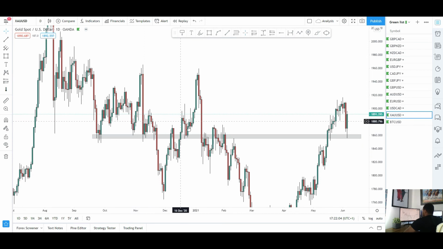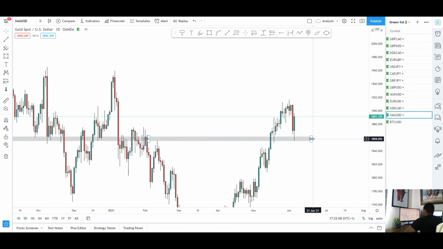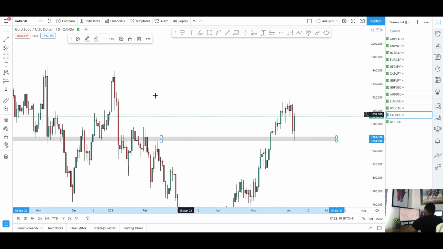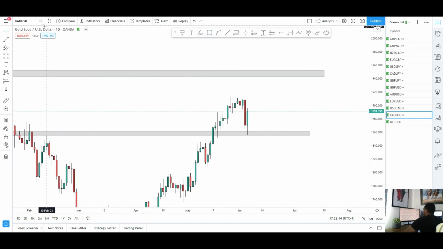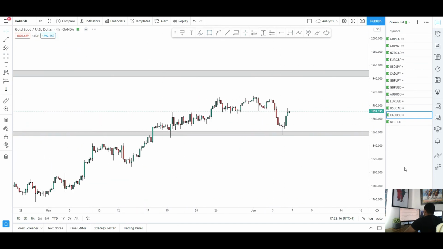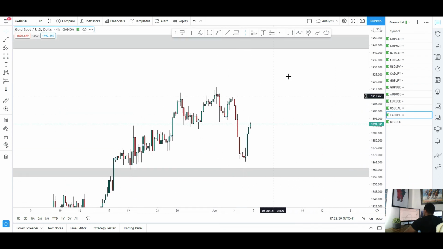Actually gave us this big push to the upside where we reached that 1950 level, which is where I'm expecting price to go to in the next coming weeks. This 1950 level up here. But again, I think we'll probably see a bit more retracement first before that happens, because you can see with this structure here, we're still kind of bearish here.